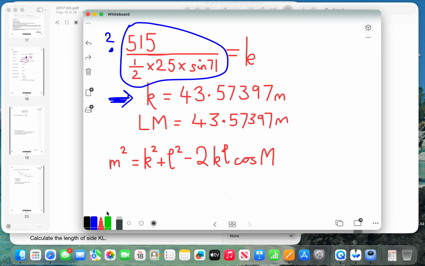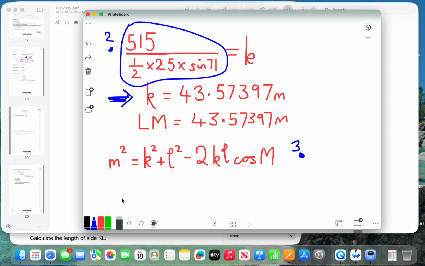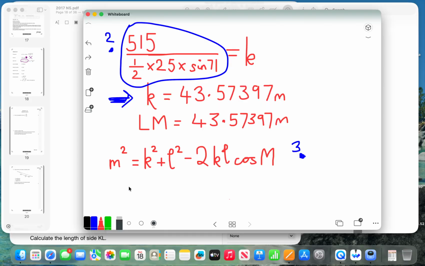And it's at this point that I would give the third mark for strategy, because you need to know to first of all find the area, then use the cosine rule. So I would give you a mark for the strategy. Even if you get the numbers wrong, I would give 1 mark for a strategy or knowing what to do, because this is a difficult question.